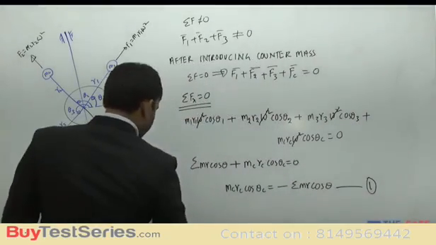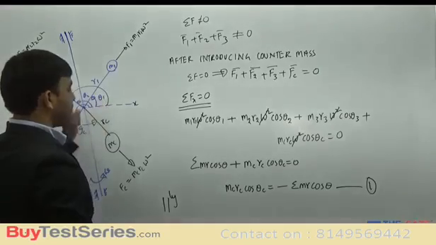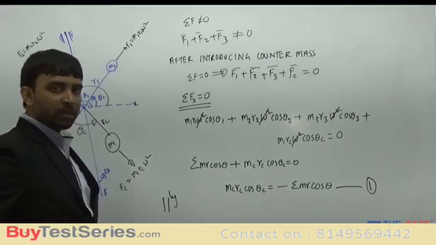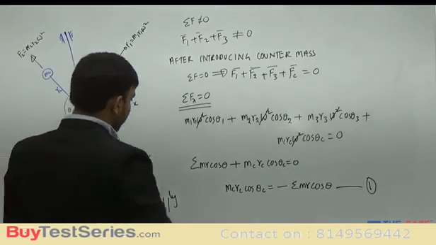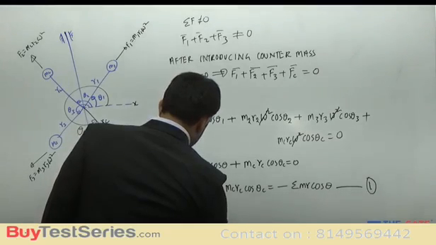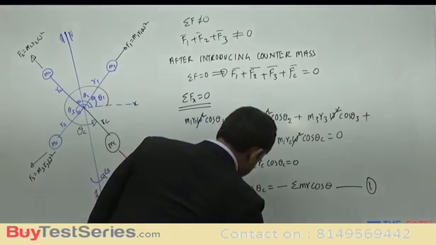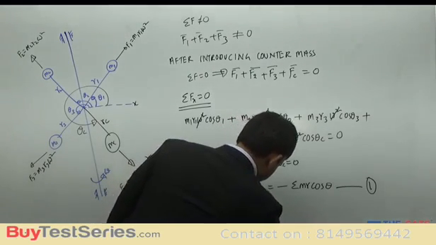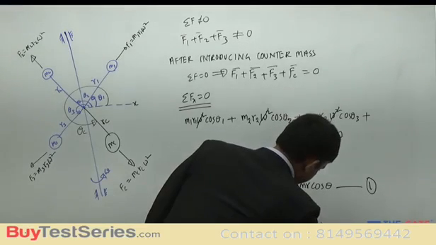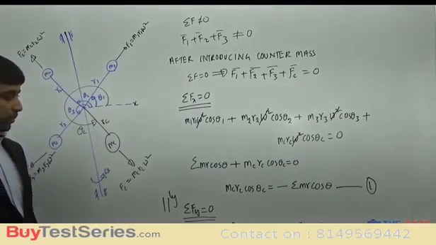Similarly, if I take components along y direction, it's making θ1 with respect to x axis. I can say with respect to y axis, it's 90 minus θ1, and cos of 90 minus θ1 is sin θ1. So I can write like this. If I take components along y direction, I will be getting mc rc sin θc is equal to minus summation mr sin θ. If I take components along y direction, I will be getting this equation.